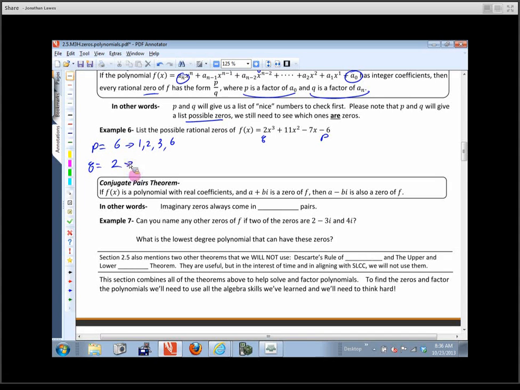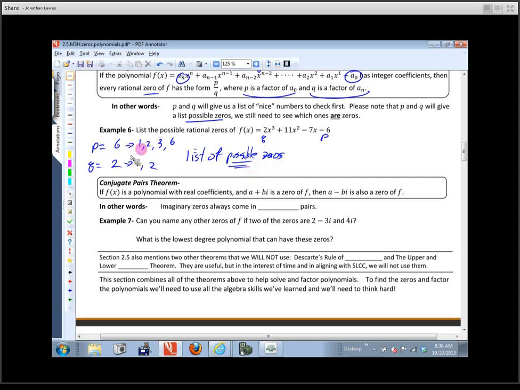What are the factors of 2? Just 1 and 2. Now, we're going to make our list of possible zeros. And I'm going to underline possible.